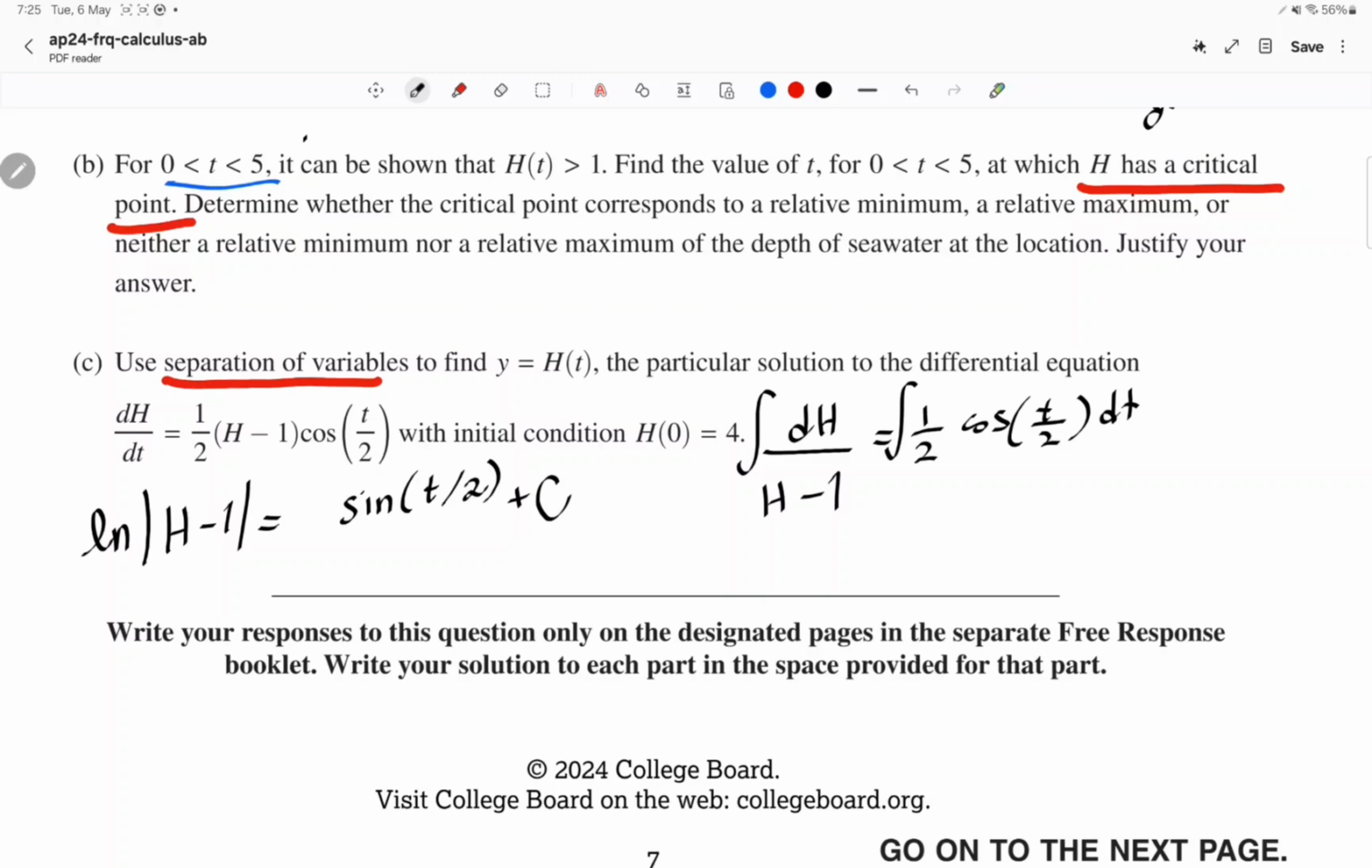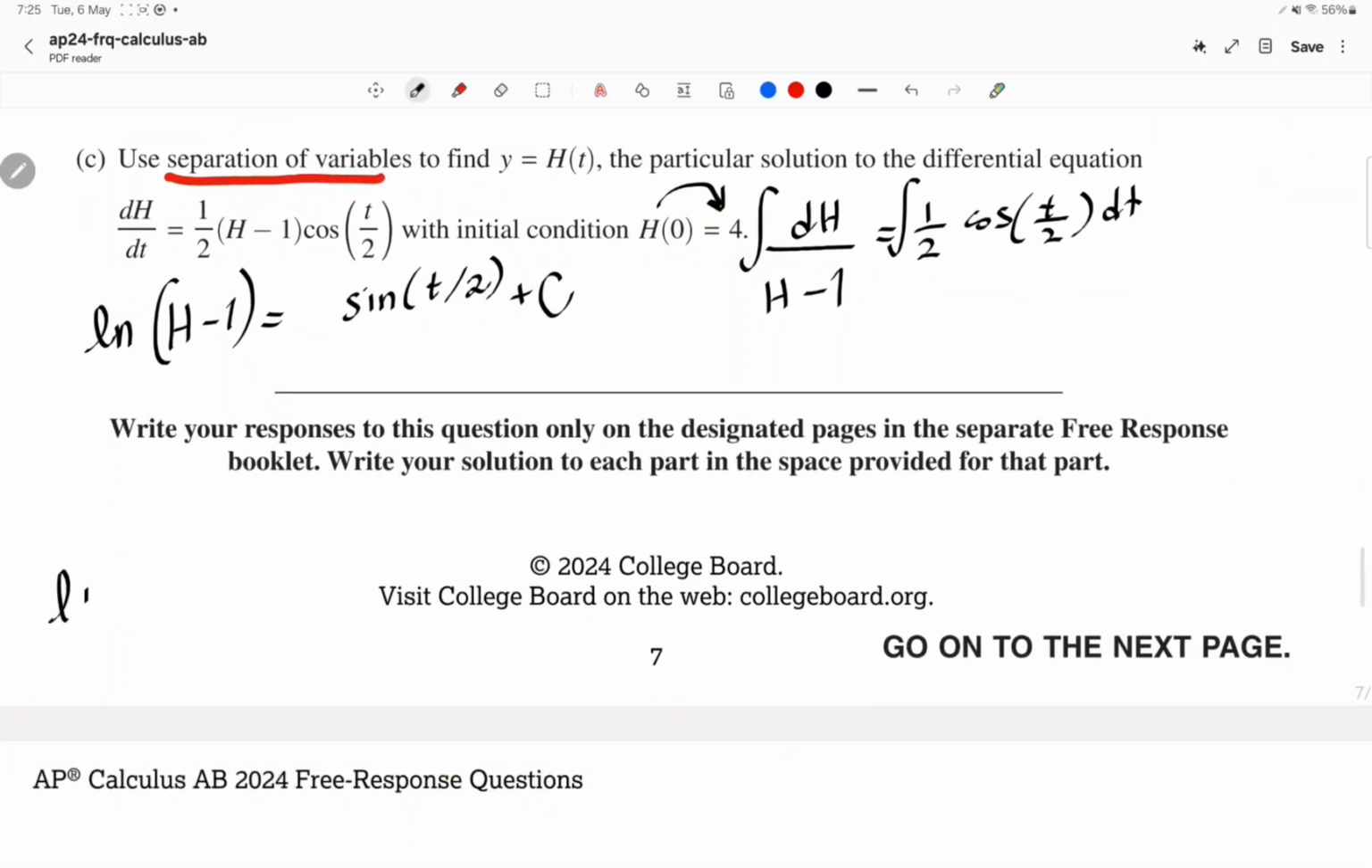Now, the question is, what is our h? Our h is 4. So 4 minus 1 is a 3. Because your answer is positive on the inside, make the absolute value into just brackets. And now start to replace. So now I'm going to say ln of 3 is equal to sine of t over 2. And instead of time, you put 0. So sine of 0 is how much?